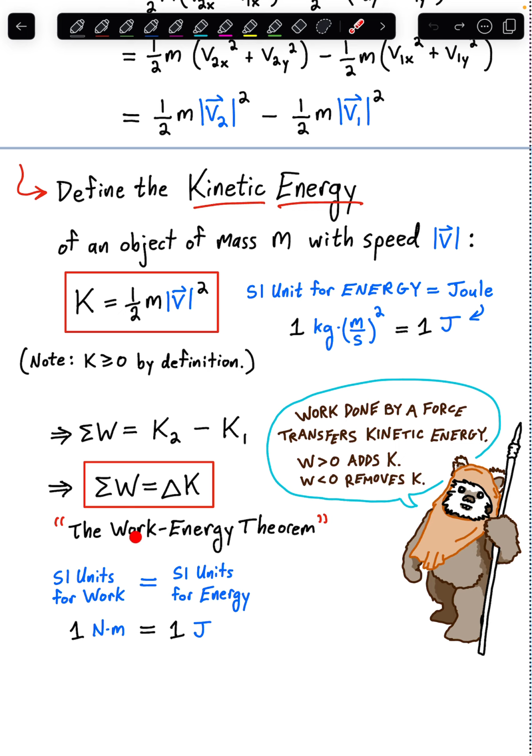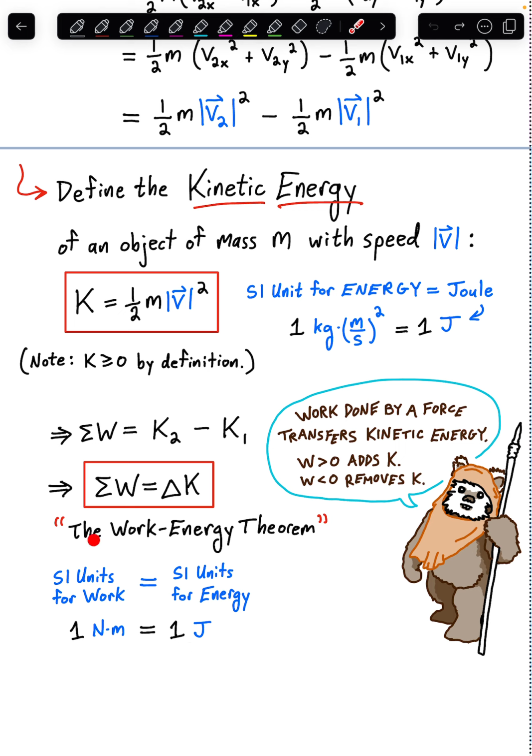Checking our units here, we've got work on the left, which has SI units Newton meters, and kinetic energy on the right, which has SI units of joules. And it turns out here that those units are identical to each other. A Newton meter of work is the same thing as a joule of energy.